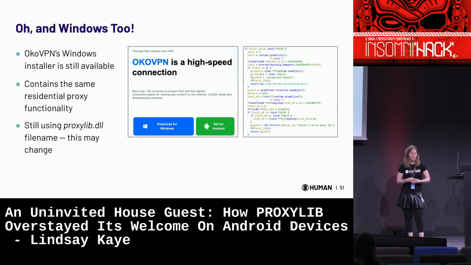And another thing that we noted is it's not just Android. There was a Windows version too. So you can see on OcoVPN's official website, they still have their Windows installer. So while the apps have been taken out of the Android store, or the Google Play Store, the Windows one is still there, and at the time of analysis, I noticed that it still had the same residential proxy functionality. So that's still out there, that's still available, and it still is using that PROXYLIB DLL name. So they haven't made some of the same adaptations and additions to the Windows version that they did on the Android version. So you can see the very characteristic ping pong for that Windows version there.